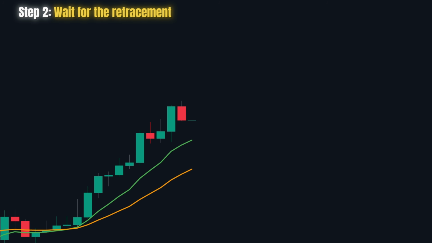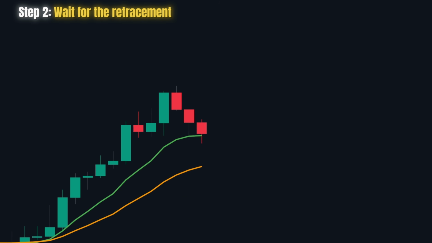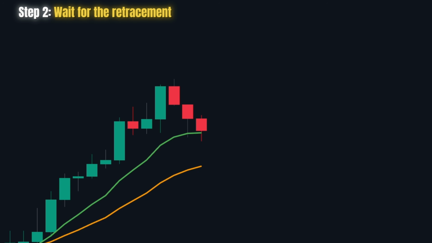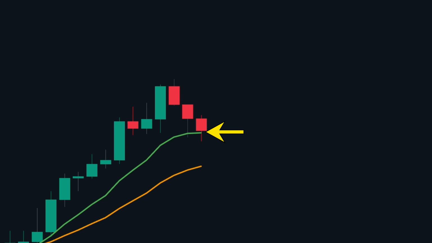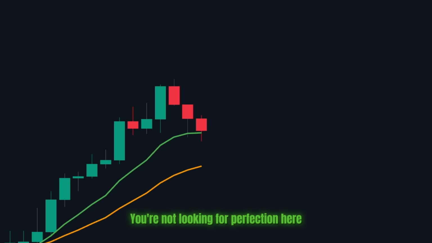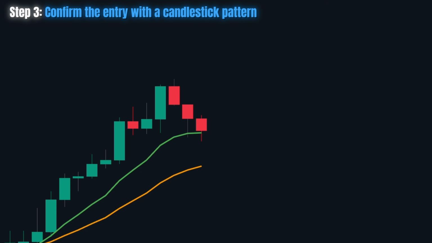Step 2. Wait for the retracement. Here's where patience comes in. You don't chase the move. You wait for price to pull back into the EMA zone. This could be a touch of the 9 EMA. It could be a slight overshoot. It could even be a brief dip below and then a reclaim. The EMA zone is your area of value. It's where buyers are supposed to step back in if the trend is real. You're not looking for perfection here. You're looking for structure.